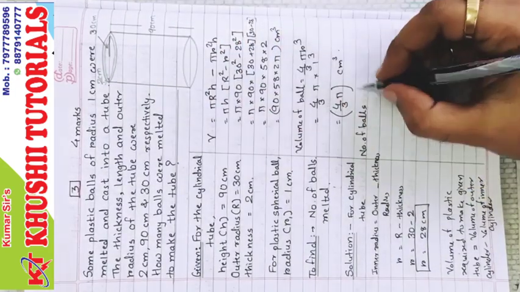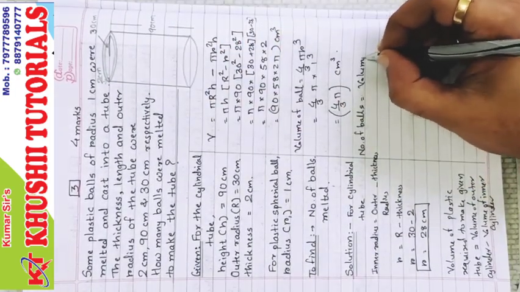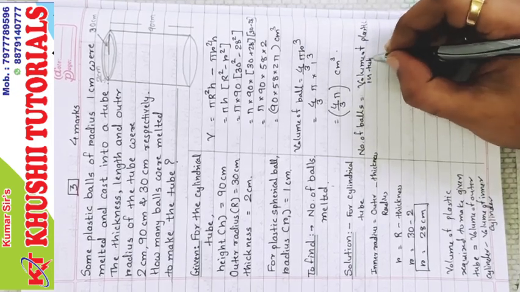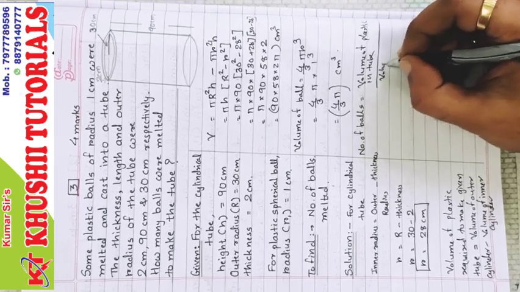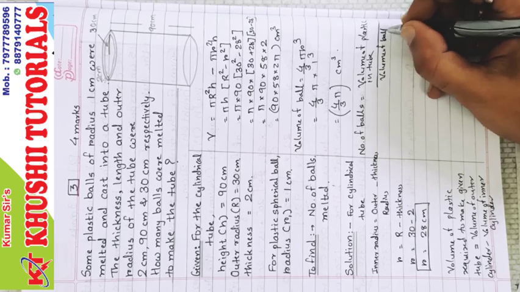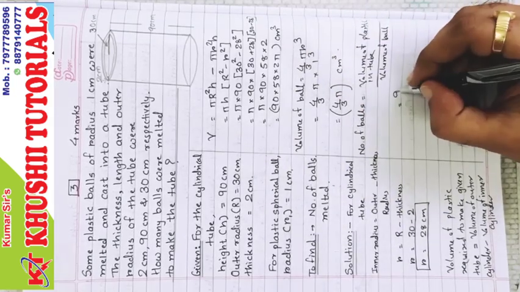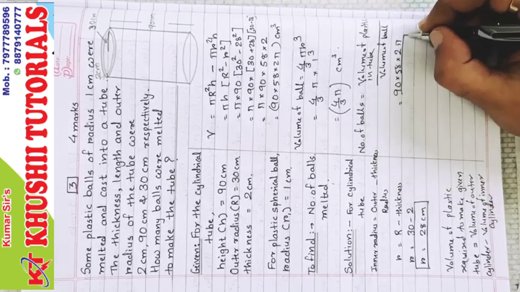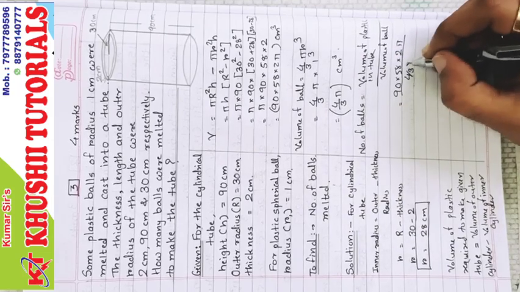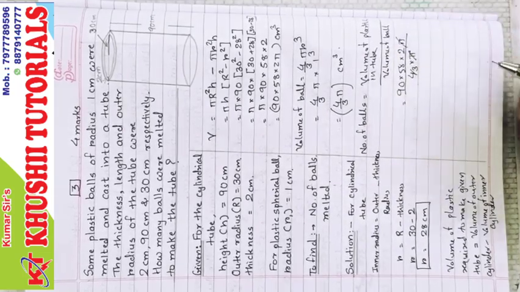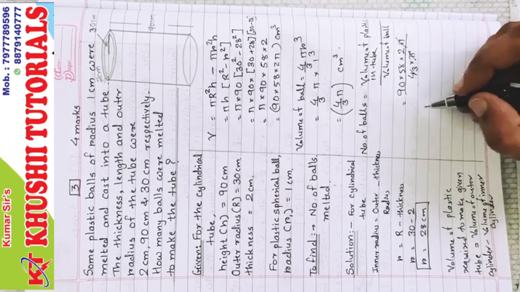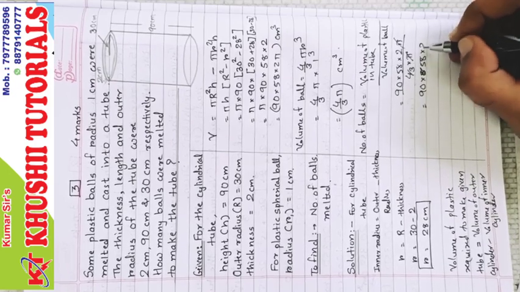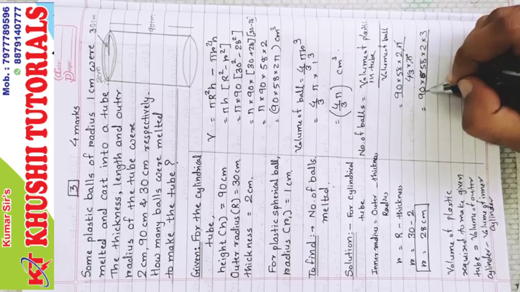Now number of balls required to make such tube equal to volume of tube, volume of plastic in tube upon volume of ball. Volume of plastic in a tube is 90 into 58 into 2 pi upon volume of ball is 4 by 3 pi. First of all, pi will get cancelled, 4 by 3, 3 will go in numerator. So 90 into 58 into 2 into 3 by 4.